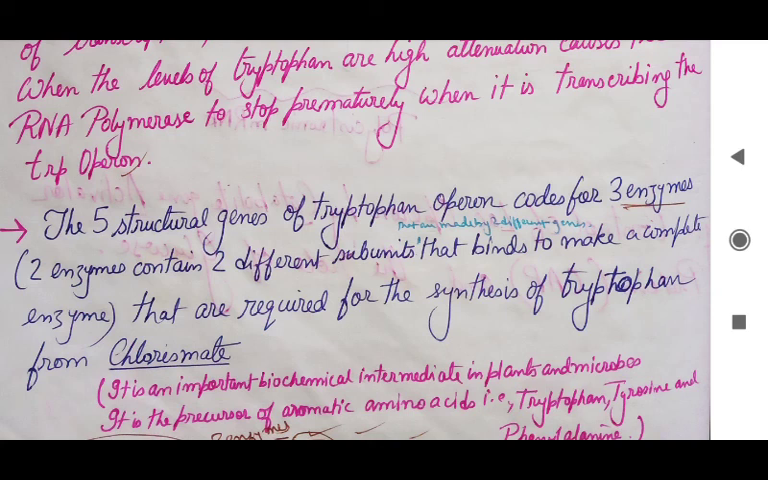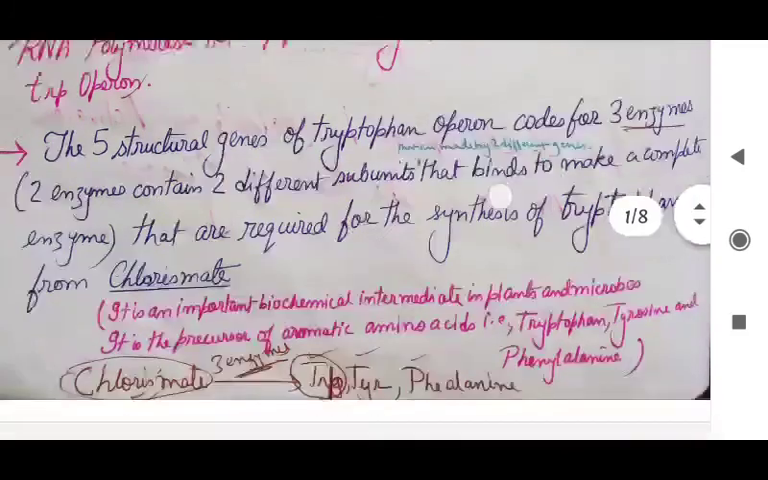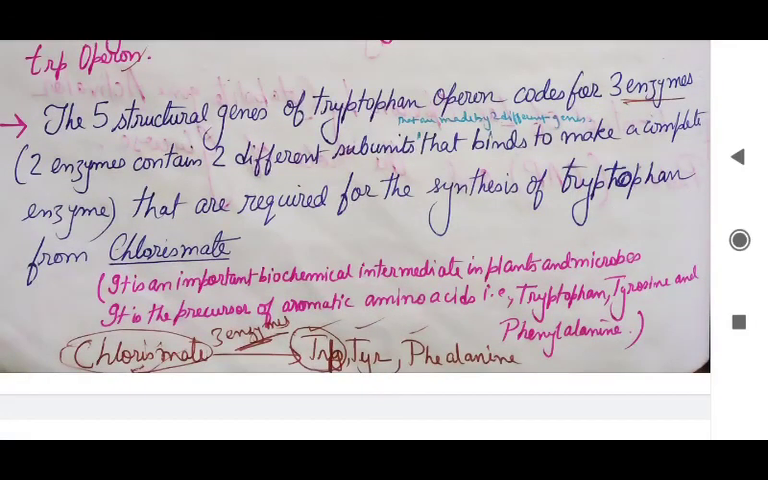Two enzymes contain two different subunits that are made by two different genes. Some enzymes are made up of multiple polypeptide chains encoded by the TRP operon genes to make a complete whole enzyme, right? It means, as the bracket says, that five structural genes code for three enzymes.